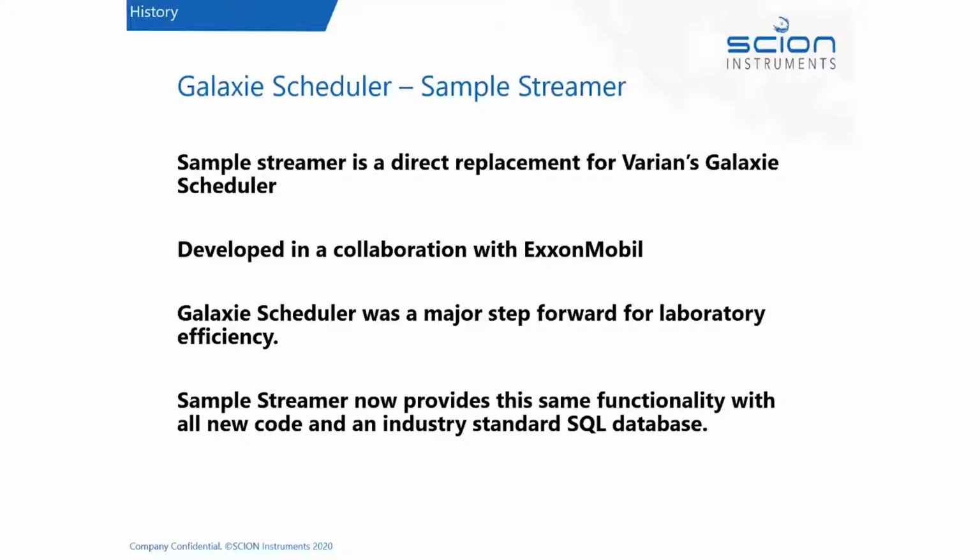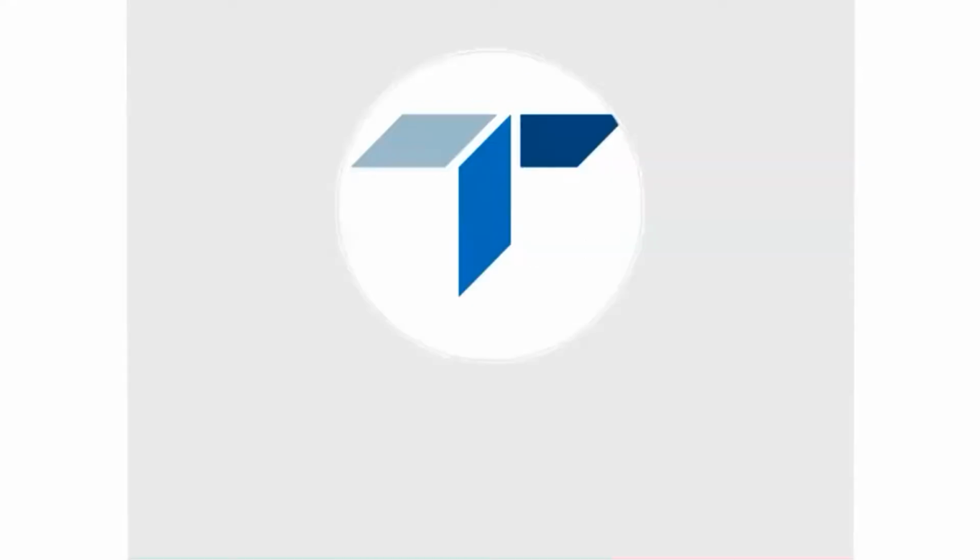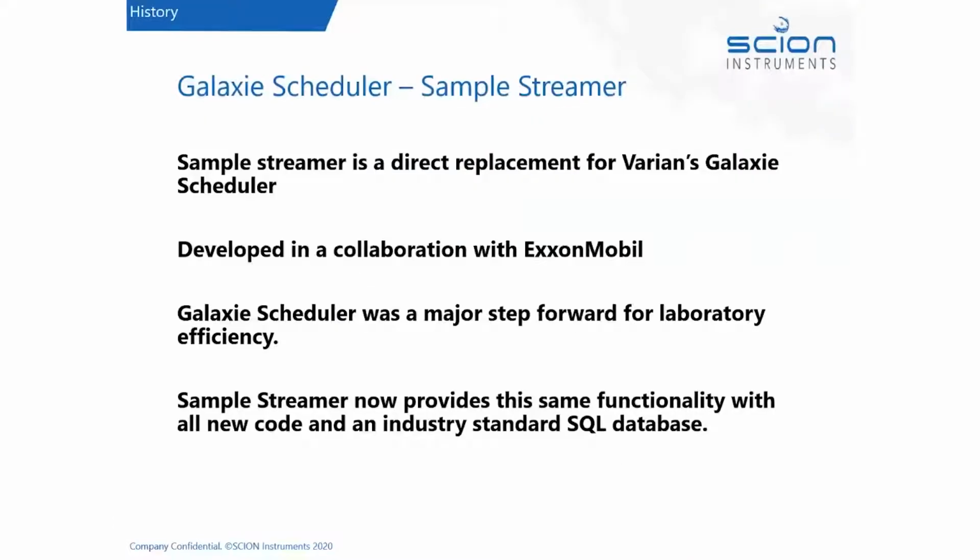So Sample Streamer is a direct replacement for Varian Galaxy's Scheduler software. So if you've seen that before or had any experience of that before, that software was left behind at Agilent, and we completely redeveloped it from scratch, completely new software using an SQL database instead of the older database that was used in Scheduler.